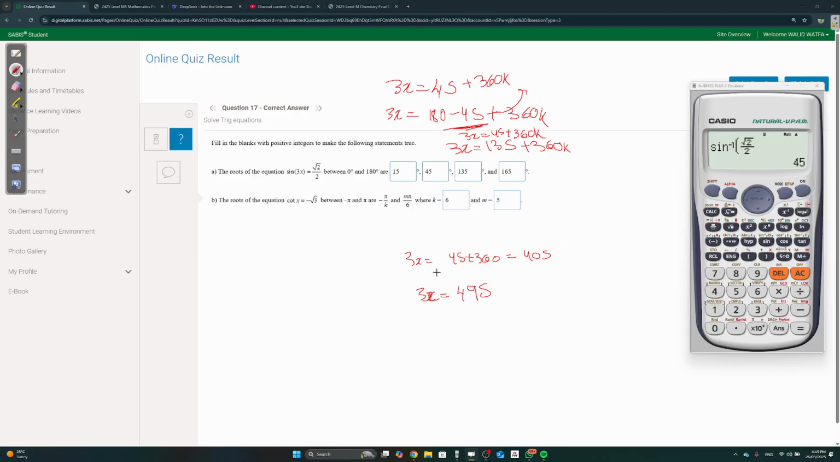Someone's gonna tell me, okay, but Walid, these are obviously not in the solution set. Why did you even bother doing them? Look, we have 3x, so you're gonna divide these by 3. So when you divide by 3, it might be in the solution set. So for that reason, always check it. You won't want to get it wrong.